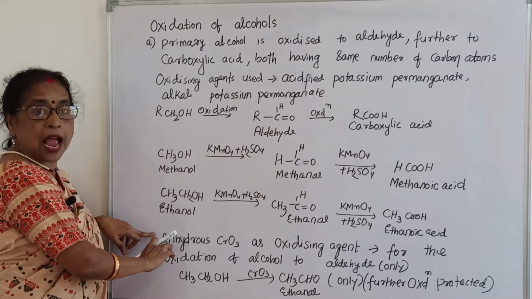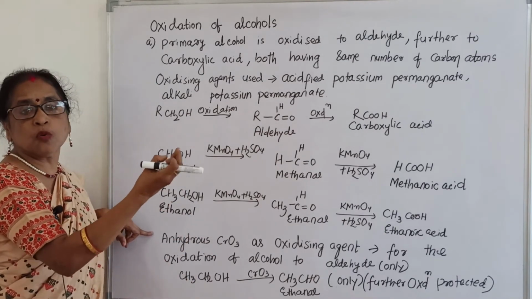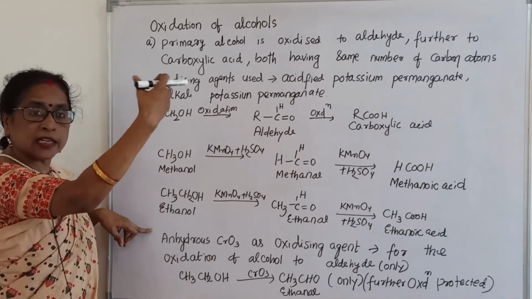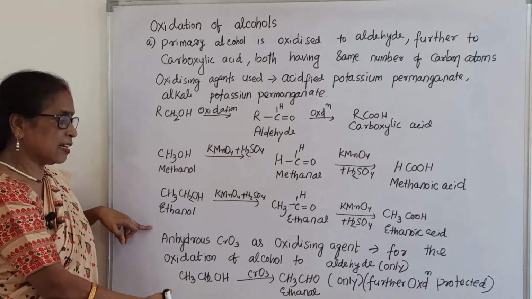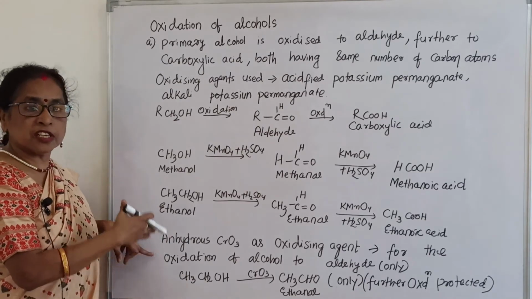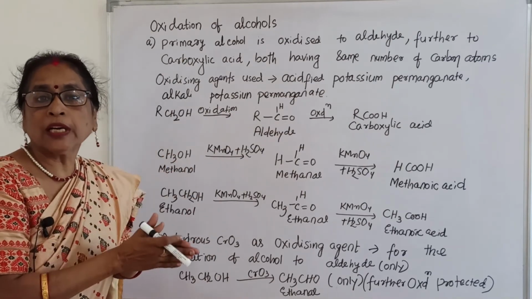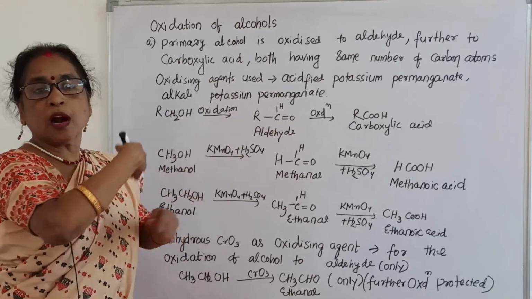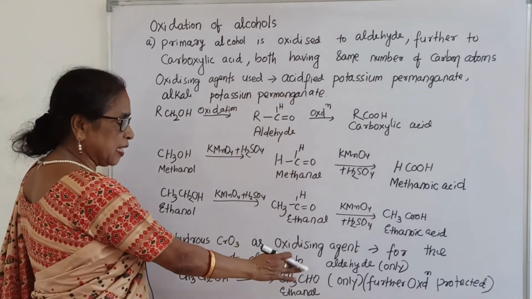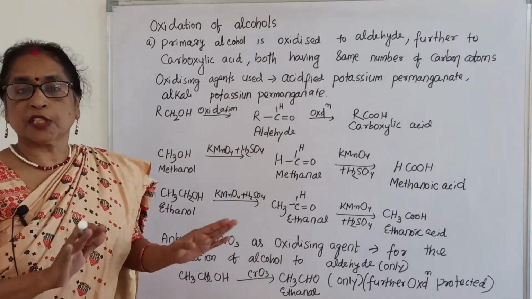Here we use anhydrous CrO3. Anhydrous means there is no water molecule. And CrO3 is chromium oxide. When anhydrous CrO3 is taken as the oxidizing agent, the oxidation of alcohol takes place in a limited way. That means it goes up to only the aldehyde. After the aldehyde, it will not go to acid. It stops there, and further oxidation is prevented.